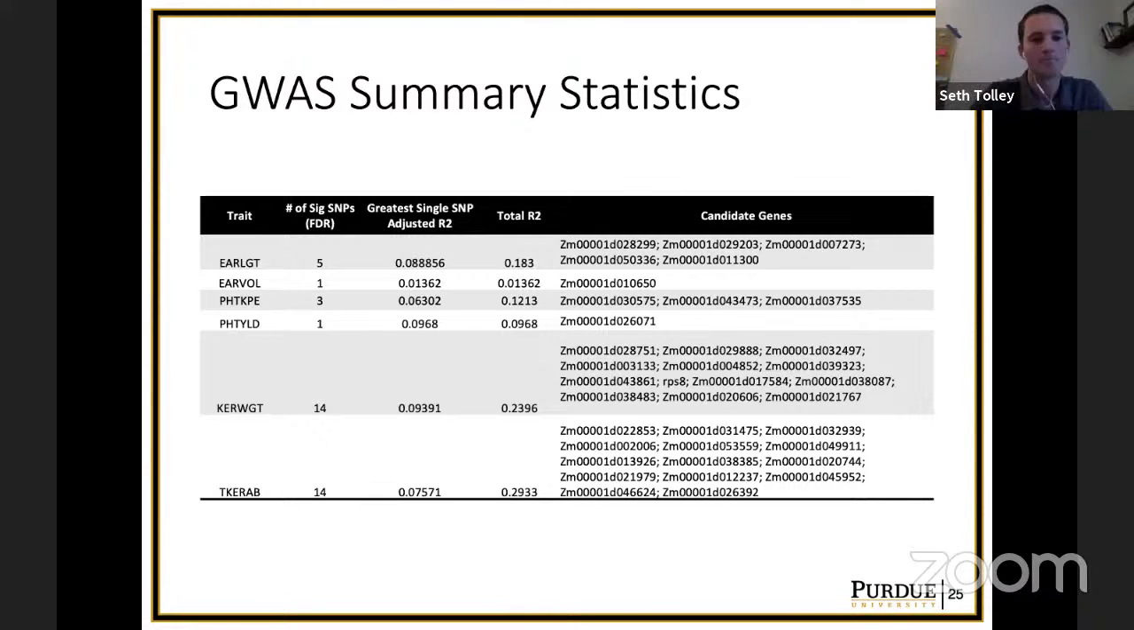Yeah, that's a good question. So this was determined in the Maize QTL database. You can see that some of the variation is just due to the number of SNPs that we evaluated for the study. So for plant yield, we only had 1 SNP. So of course, we're going to have fewer candidate genes than for tip kernel abortion, where we had 14 SNPs that were significant in the study.